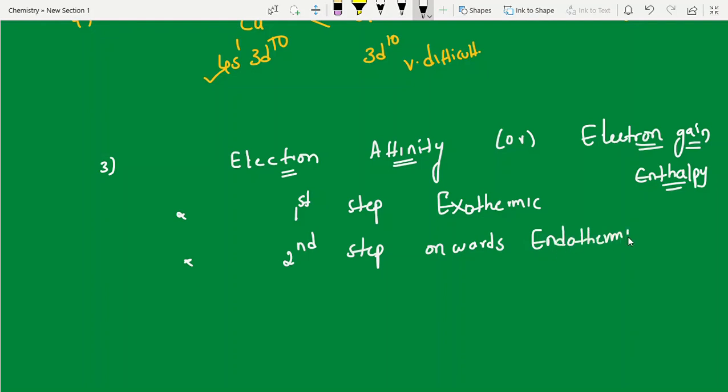This has also been explained in the P block elements video I have uploaded, students. Why the electron gain enthalpy of the second step is more, why we have to give the electron forcefully, what the reasons are, I had explained. Please watch it. So, electron affinity.